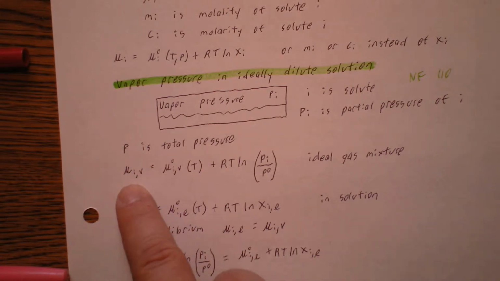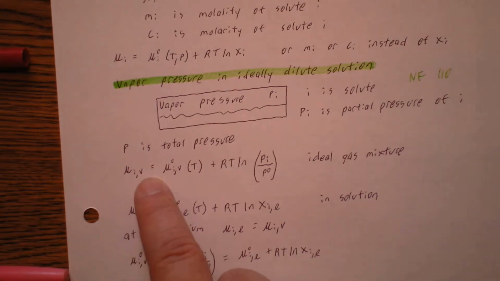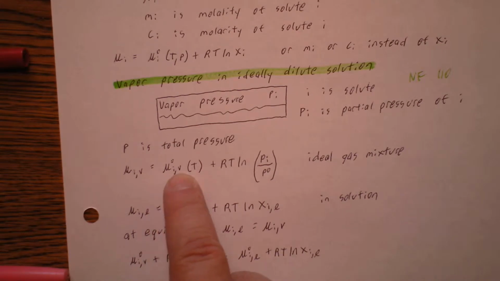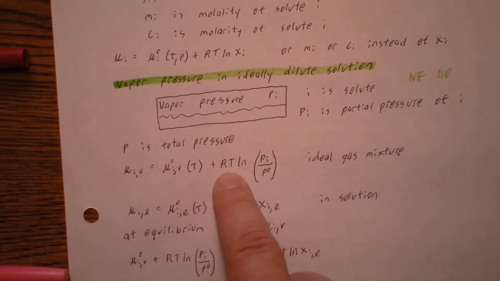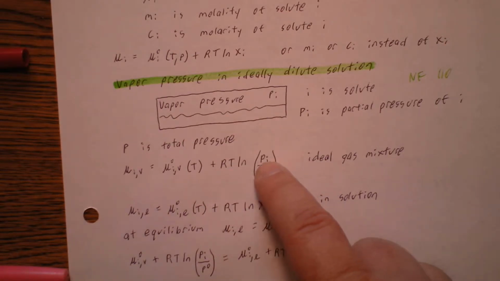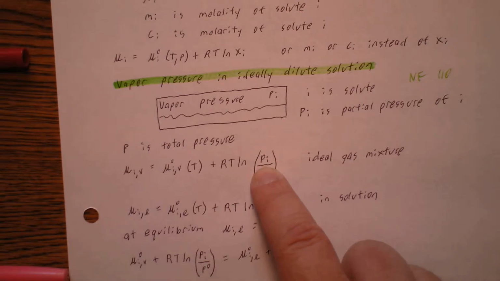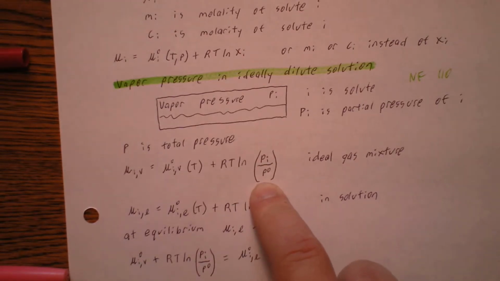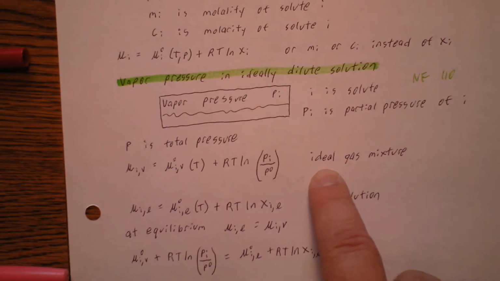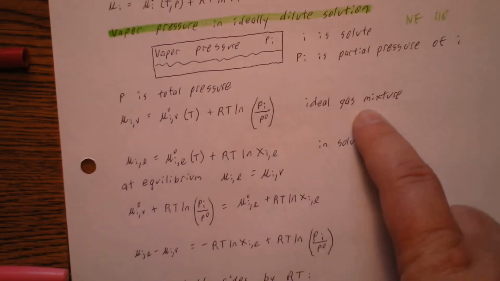So we have the chemical potential of the substance I in the vapor phase. That's equal to the chemical potential of the substance I in the vapor phase in the standard state at whatever temperature, plus the gas constant R times the absolute temperature times the natural log of the partial pressure of the substance I divided by the standard pressure. That way there's no units in the natural log. And this is assuming an ideal gas mixture.